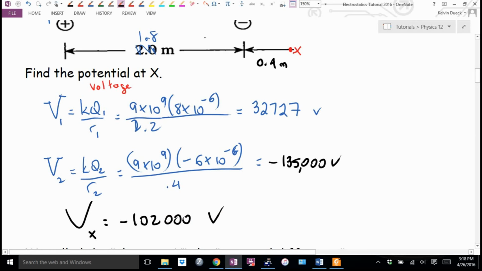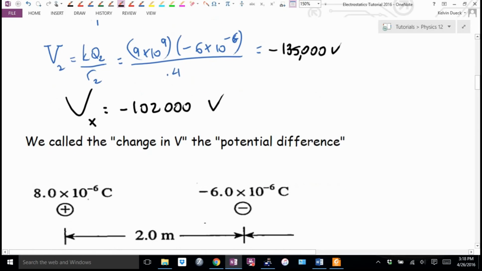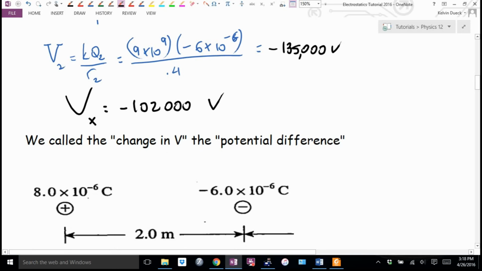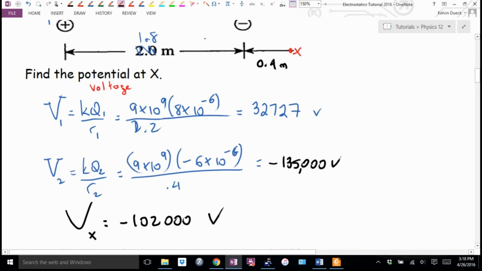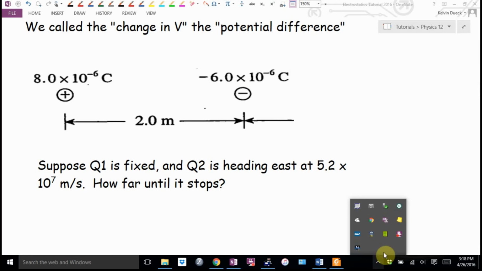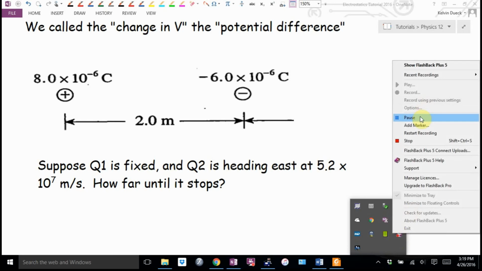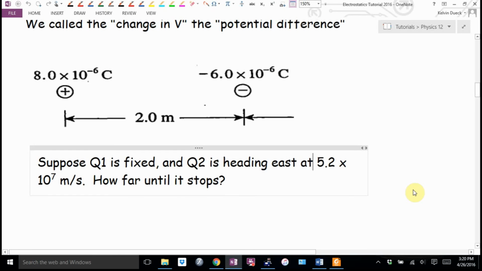What is the negative telling me? First of all, we call change in voltage potential difference. What is the negative telling me? You know what? I'm going to come back to that. What else can I do?